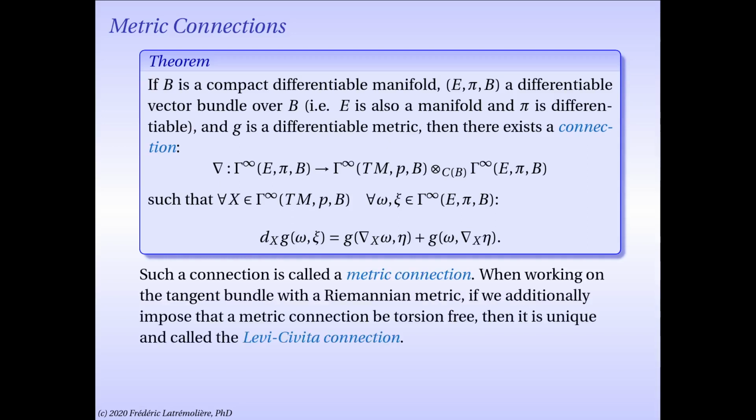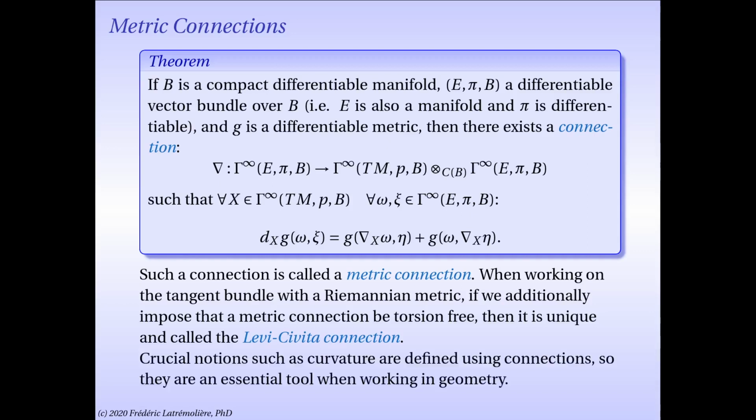Such a connection is called a metric connection. When working with a tangent bundle endowed with a Riemannian metric, then there exists a unique torsion-free metric connection called the Levi-Civita connection. Crucial notions such as curvatures are defined using connections.